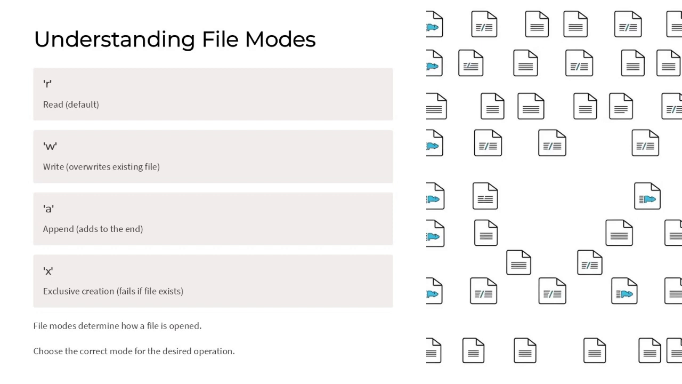Let's move on to the next slide, understanding file modes. r is for read and it's the default. w is write, which overwrites existing files. a is for append and adds to the end. And the last one is exclusive creation, denoted by x. It fails if the file exists. File modes determine how a file is opened. Choose the correct mode for the desired operation.